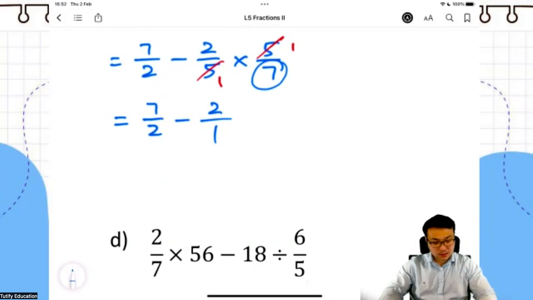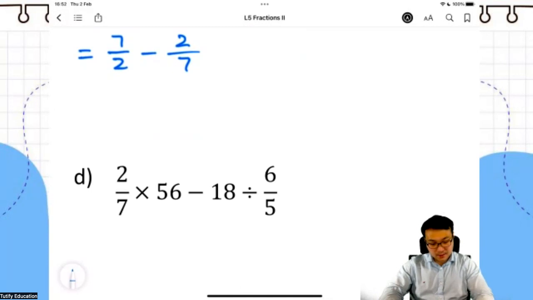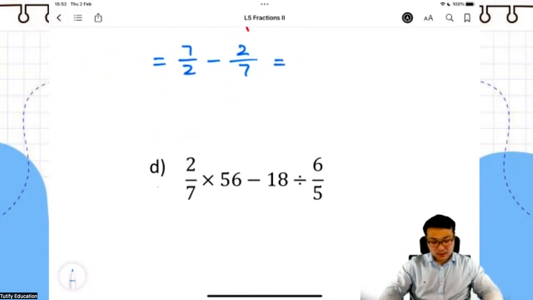What happened to this? What happened to your 7 then? Over 7. Yes, 1 times 7. Okay, you see 1 times 7. So you get 7. 7 over 2 minus 2 over 7. How are you going to do this? Can you minus them yet? Are you able to minus them? No. The denominator is not the same, right?